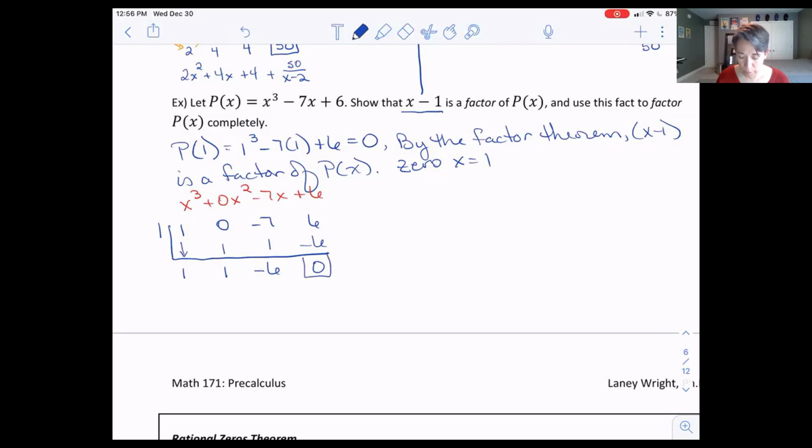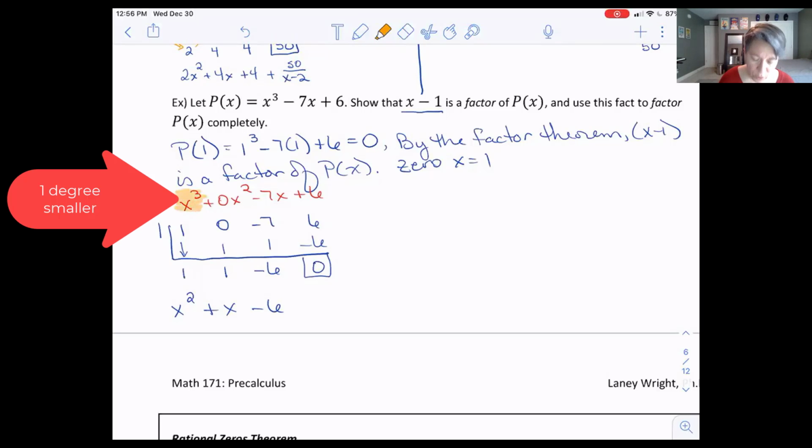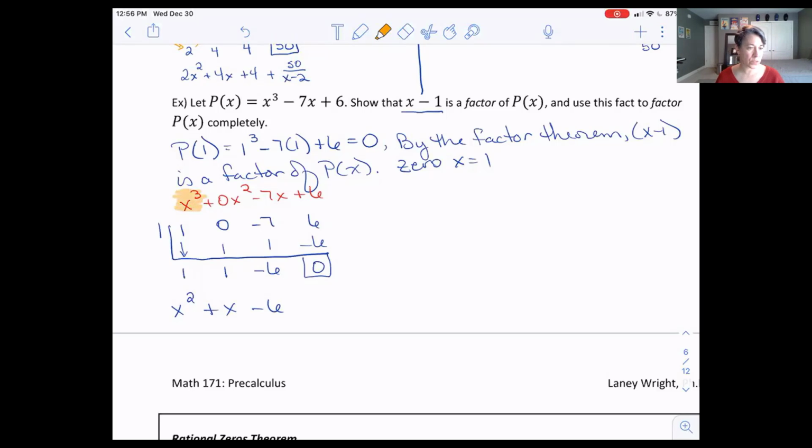So we do have a remainder of 0, and these are the coefficients of the other factor. So we get x squared plus x minus 6. And again, how do we know it's an x squared? It's just 1 degree smaller than what we started with. If it's an x cubed, then that first coefficient belongs to an x squared. If we started with an x to the 5th, then that first coefficient would go to an x to the 4th, and it just decreases down.